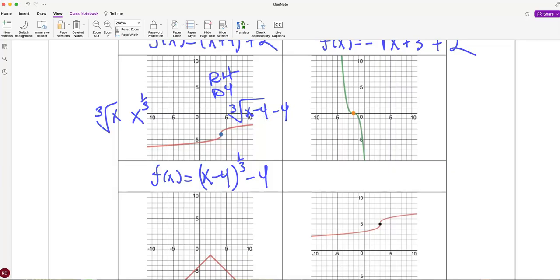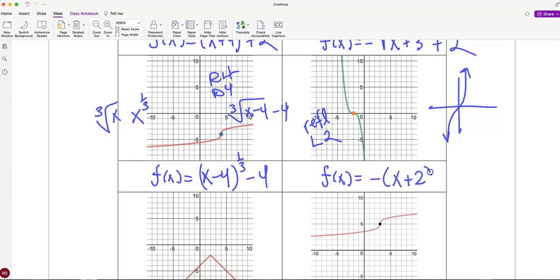Now this one is based on my x cubed. Remember, x cubed looks like this. So it has been reflected because now it's upside down and it moved left 2. So this is f of x equals negative. To move it left 2, there we go.